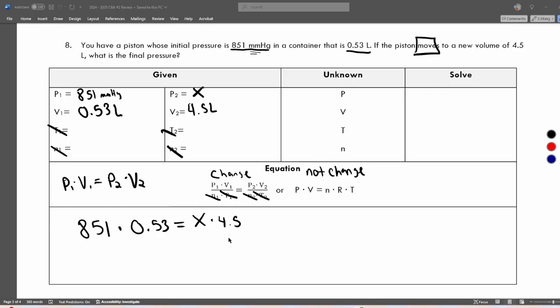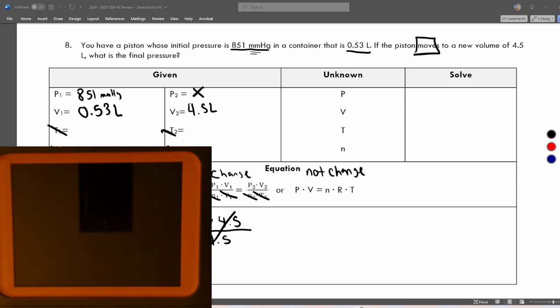We need to get x by itself because that's what we're solving for. So to get x by itself, we're going to do the opposite of whatever this says. So this is x times 4.5. Instead of multiplying, we're going to divide by 4.5, and that cancels out on this side. What you do to one side, you must do to the other. So now we get x equals 851 times 0.53 over 4.5.